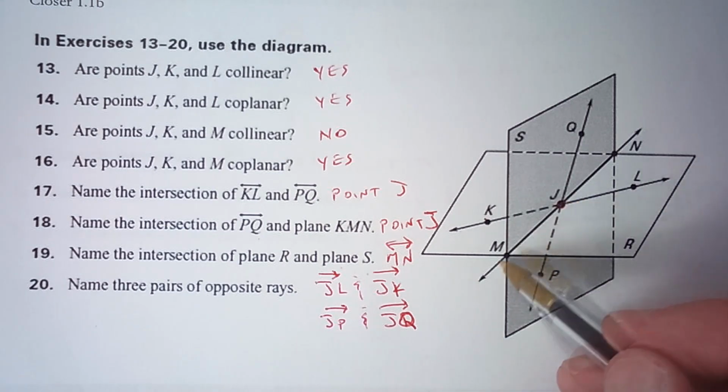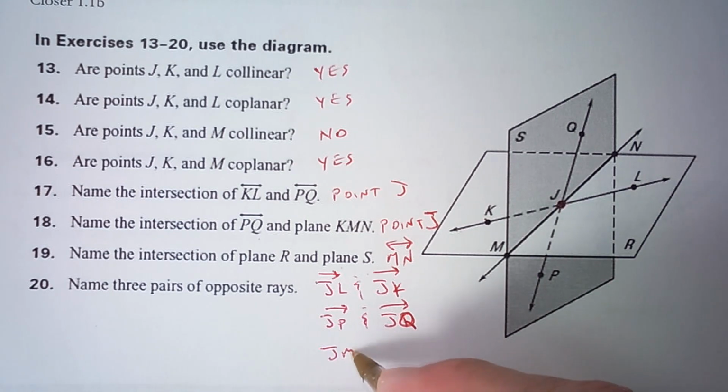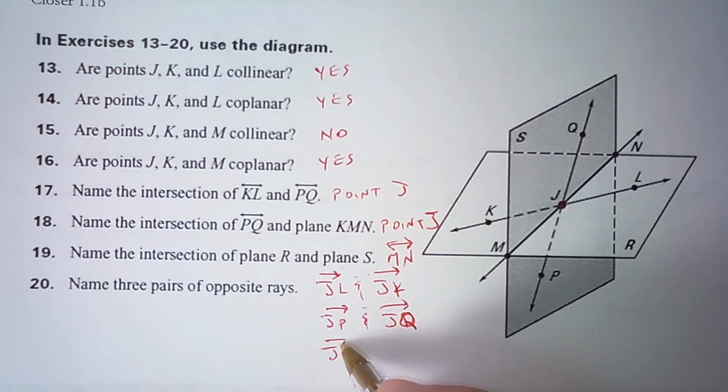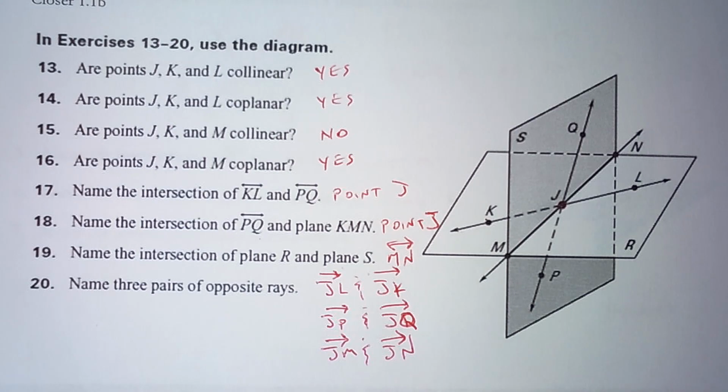JM and JN, same endpoint, opposite directions. Ray JM and ray JN are opposite rays.